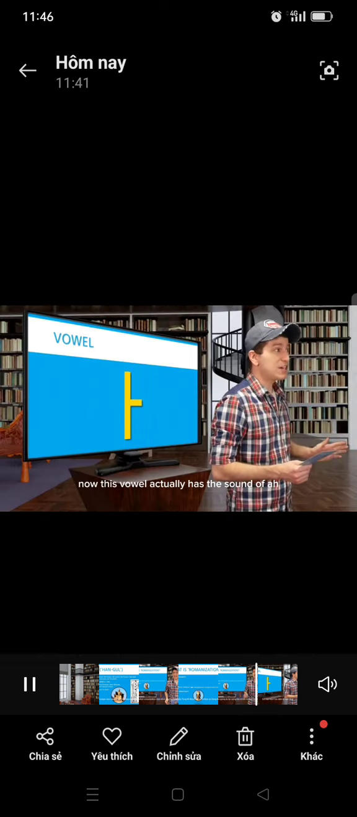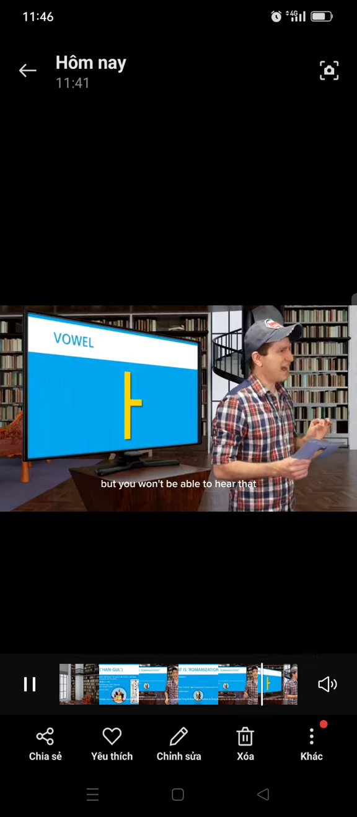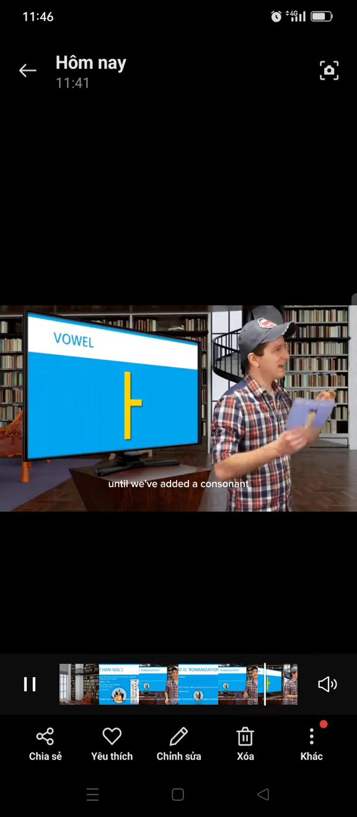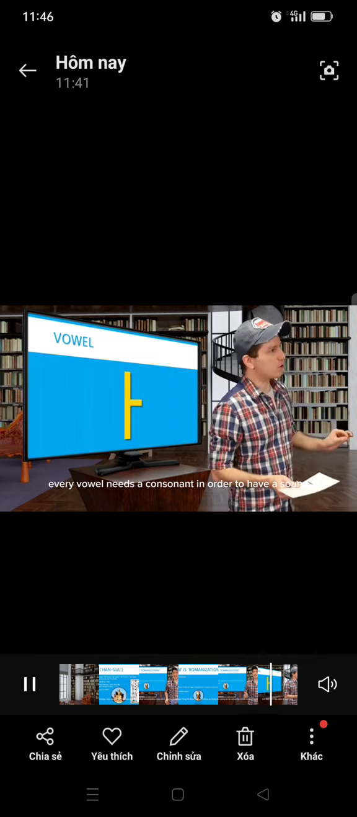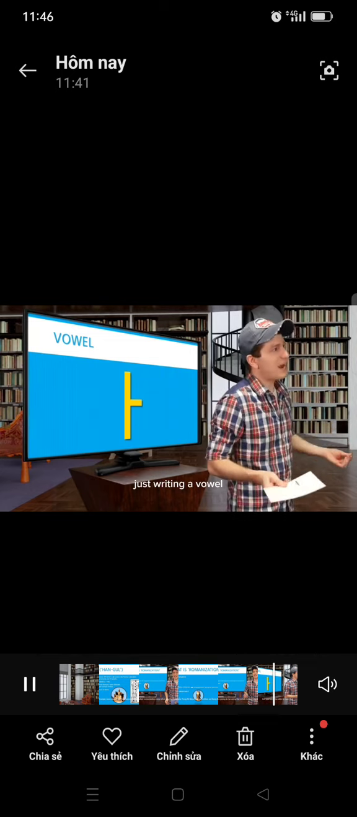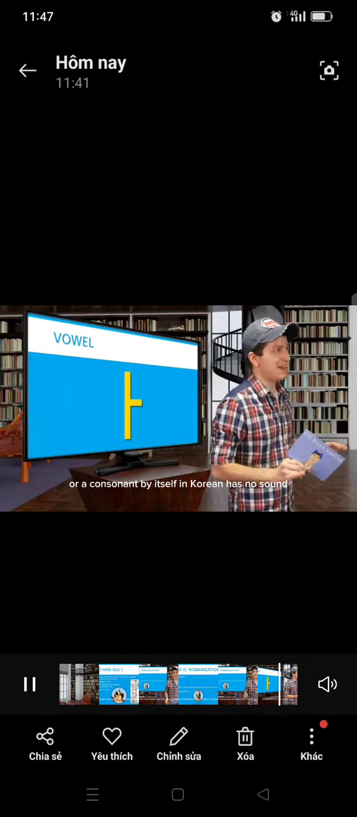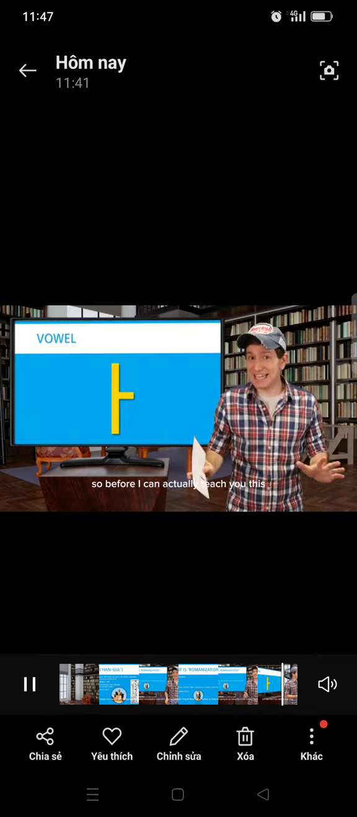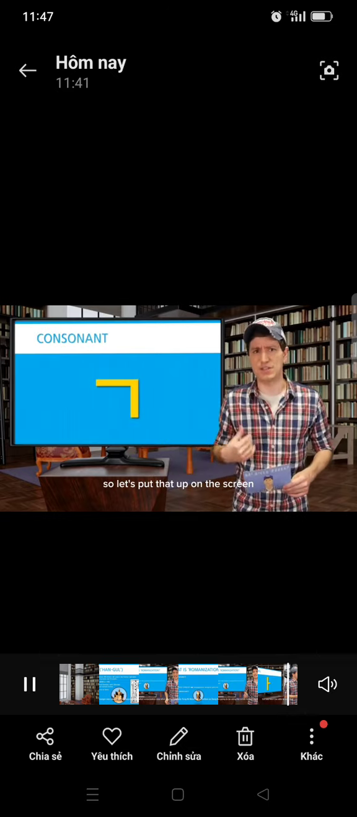Now, this vowel actually has a sound, but you won't be able to hear that until we've added a consonant. In Korean, every vowel needs a consonant in order to have a sound. Just writing a vowel or a consonant by itself in Korean has no sound. So before I can actually teach you this, we're going to need our first consonant. So let's put that up on the screen.